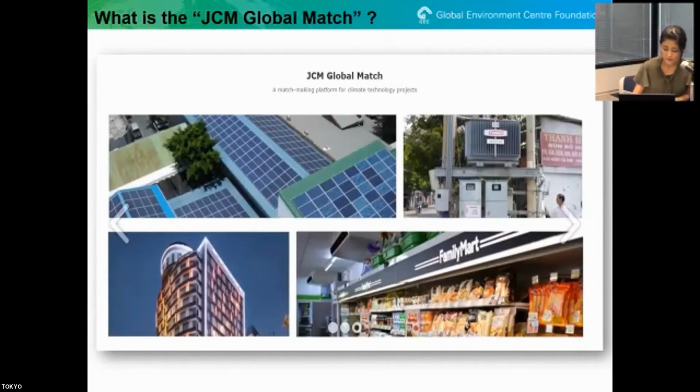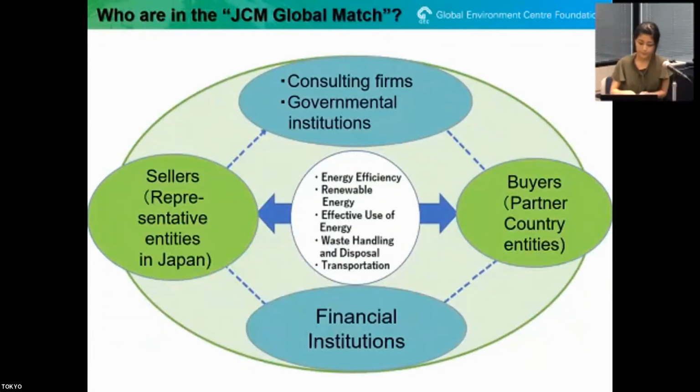As Mr. Tanabe explained in the previous presentation, to implement a JCM project, a Japanese entity as a representative must form an international consortium. They often need support from consulting firms and loan or equity providers. We are often asked how they can reach out to potential business partners beyond the borders. JCM Global Match can be your solution.